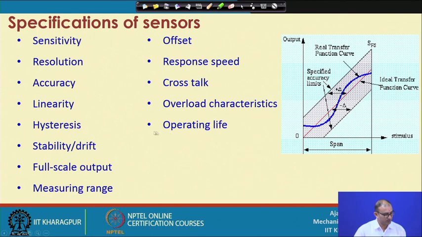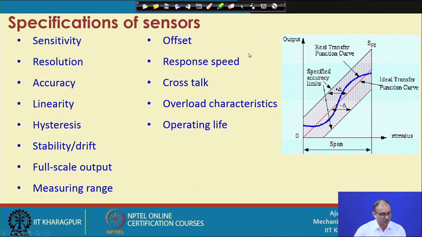Operating life is important, because that is directly related to drift also, that is, in a different environment how much life you can extract from a sensor, because everything has a finite life. You cannot use the same sensor for a lifetime. So, all these different parameters will tell you which particular sensor is useful for your operation.